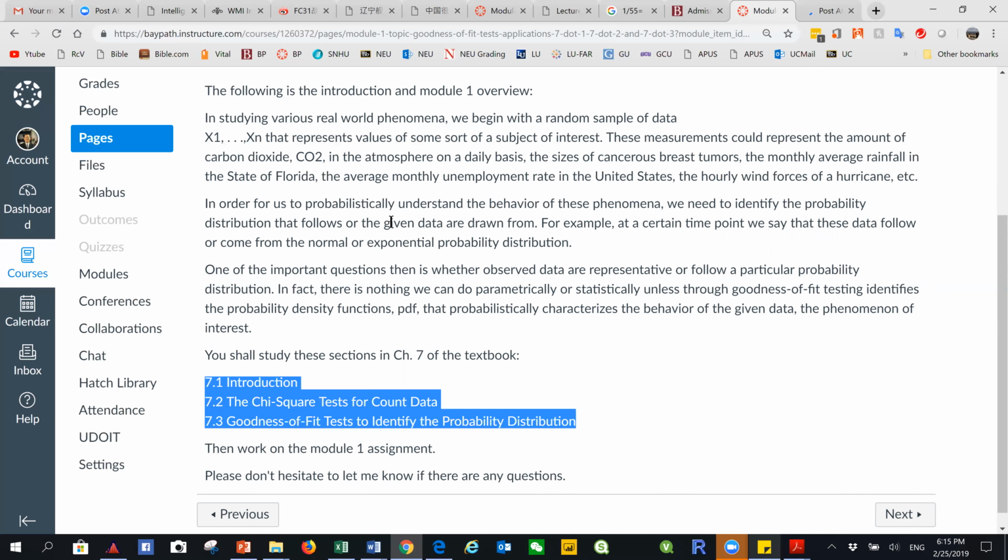And in order to understand the behavior of these phenomena, we need to identify the probability distribution that they follow or that the given data are drawn from. For example, at a certain time, we may say that these data come from a normal or exponential distribution. So it's no longer just a test for the equality of means, but the whole distribution. So in this case, we don't compare just the center, but we compare the entire distribution.